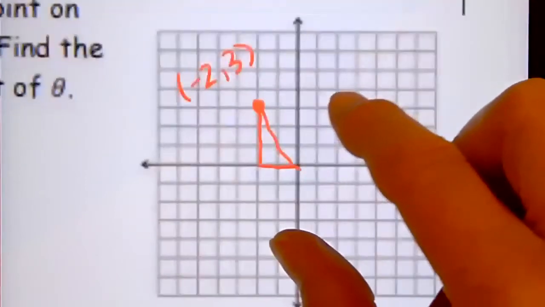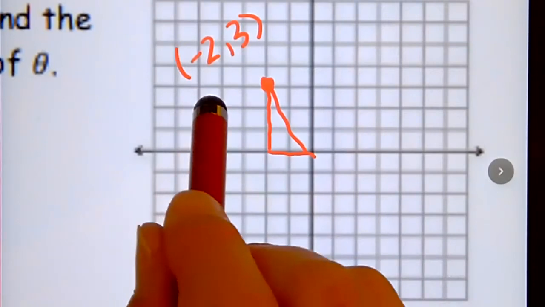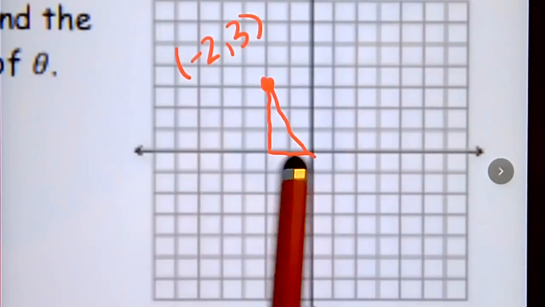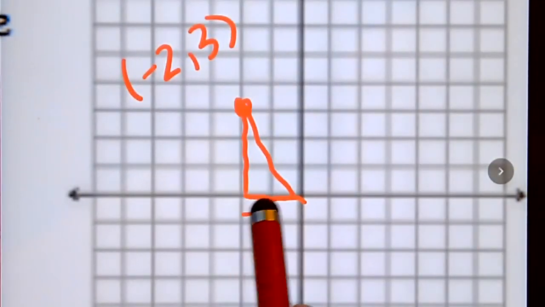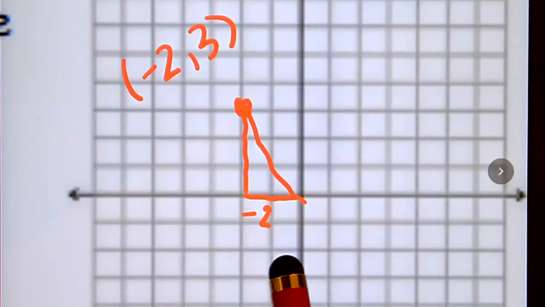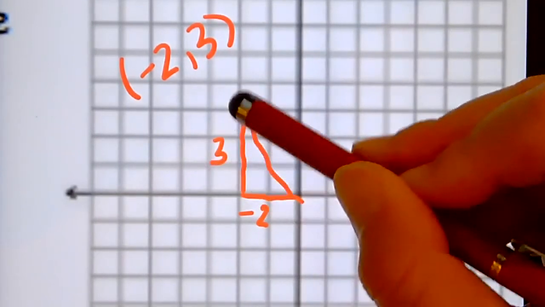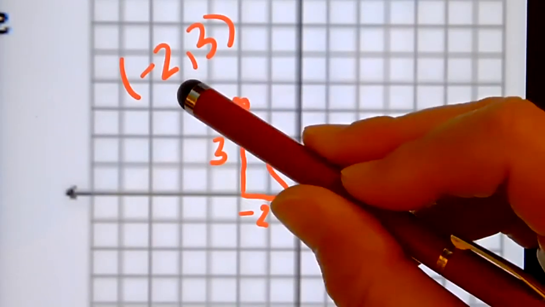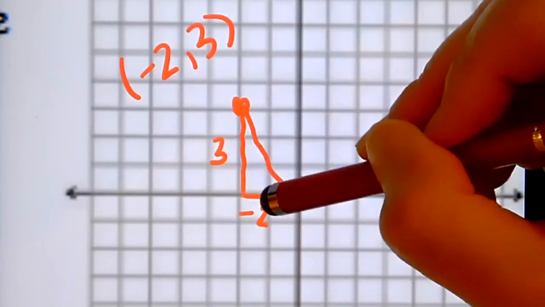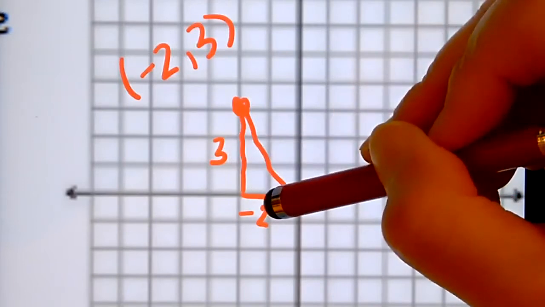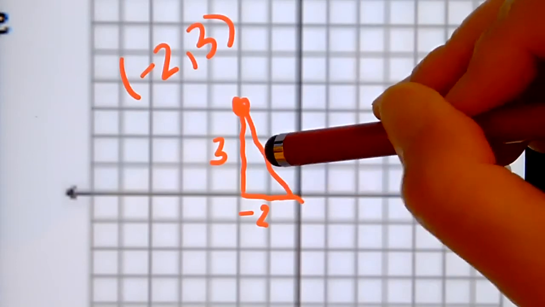Now, when we're doing this, I am in quadrant 2. So yes, this is a distance of 2, but I need to think about what direction I'm going. This is going to be a -2, okay? And this is going to be a +3 because I'm going up 3. That's why this is a -2 and that's a +3. Now, your legs are always going to have your positive or negative signs. Your hypotenuse or your radius is always going to be positive.